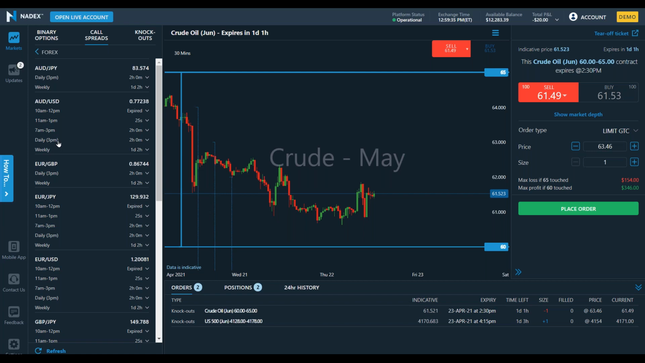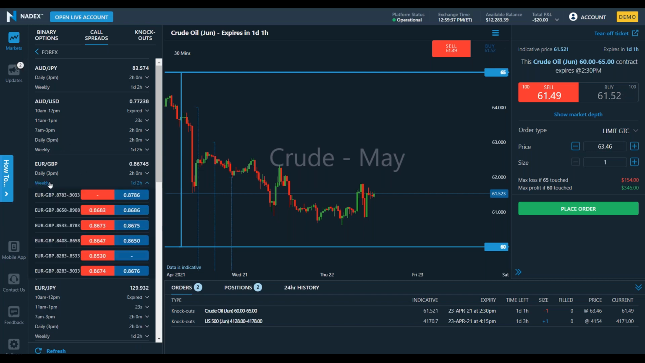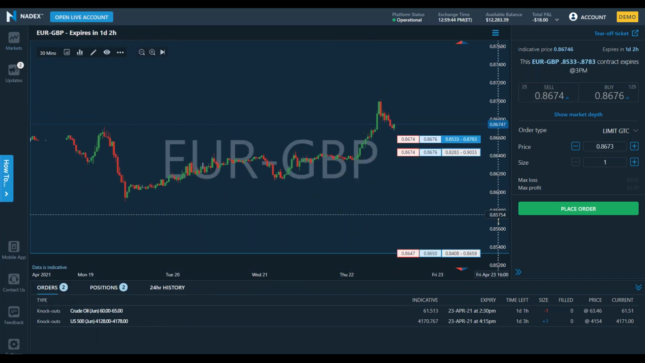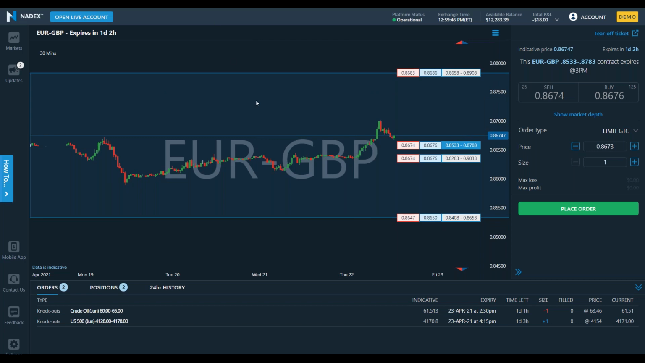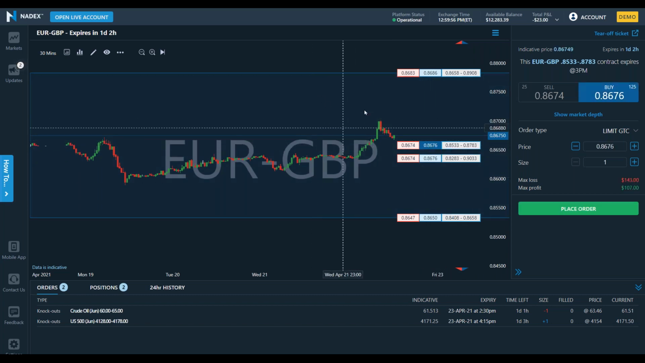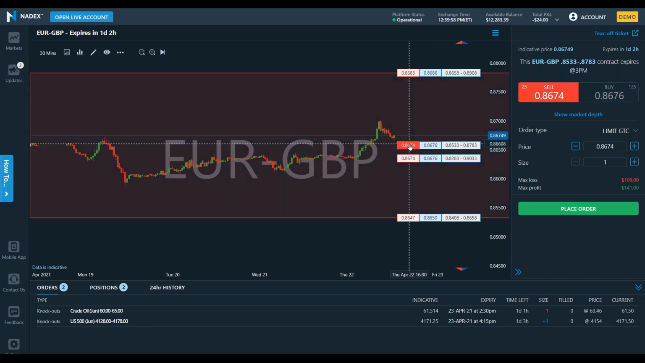So let's take a look at the euro pound weekly. I'm just going to pick one of them. Again, I'm going to hide this. Now, we shade the floor and the ceiling of the knockout. So you can see this knockout is distinctly dark blue. This is the one I clicked on. And if I'm buying it, this is the range, it's blue. Now, if I were selling it, watch, it lets you know that you're selling it.